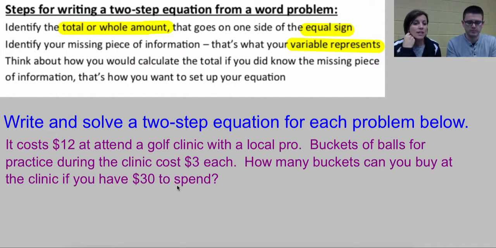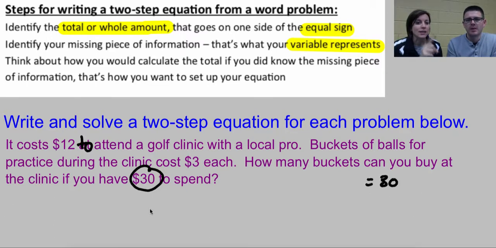It costs $12 to attend a golf clinic with a local pro. Buckets of balls for practice during the clinic cost $3 each. How many buckets can you buy at the clinic if you have $30 to spend? Identify the total or whole amount. That's $30 to spend. So equals the $30.